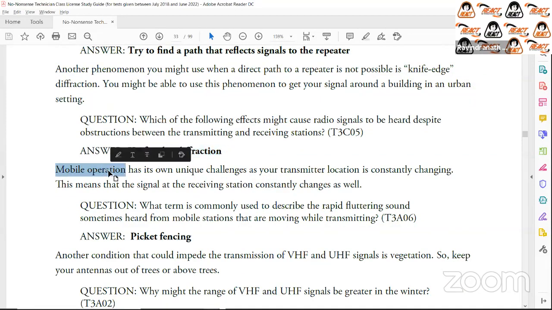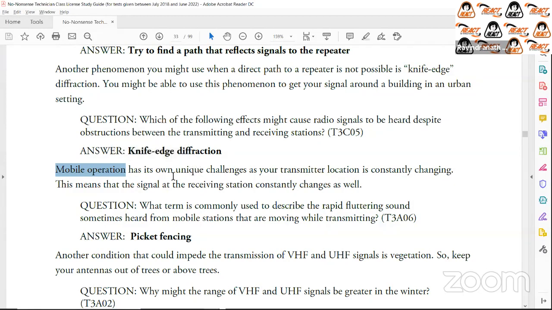So mobile operation is when you have a radio and you are moving around. It could be that you're in a car, for instance, driving around, which is the typical example of mobile operation. So you could think of mobile operation as being in a car, all right? You can think of it that way. But you could also be walking around and that is mobile operation. You're just not in a motorized vehicle, all right?